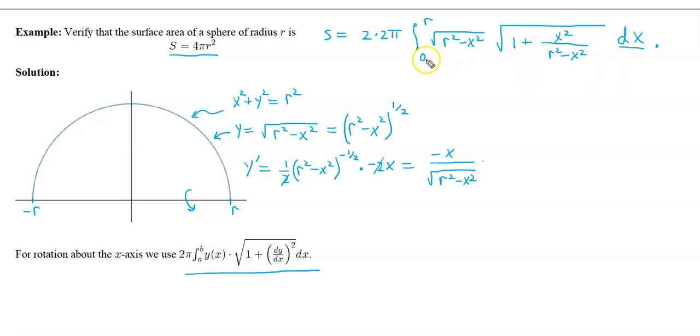Also notice we went from 0 to r instead of negative r to r, and so we then had to multiply by 2. So we're taking advantage of symmetry. It'll make it a little bit easier to evaluate this by going from 0 to r instead of negative r to r. So let's simplify this now.